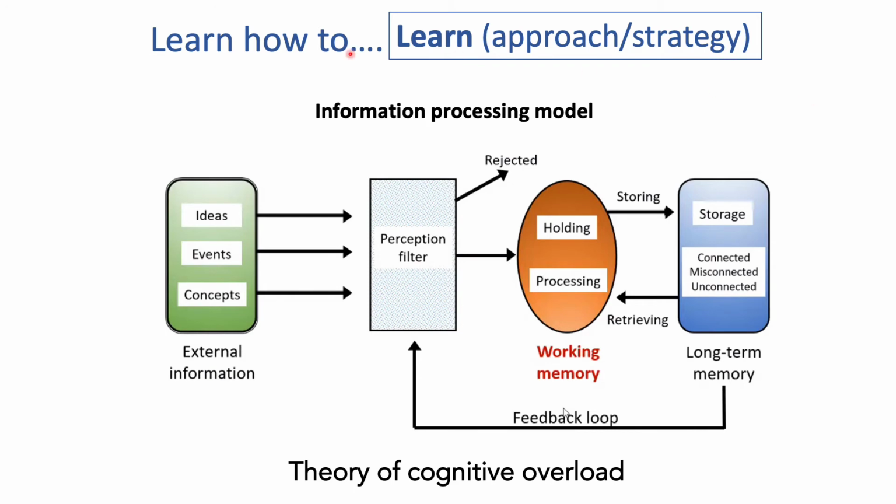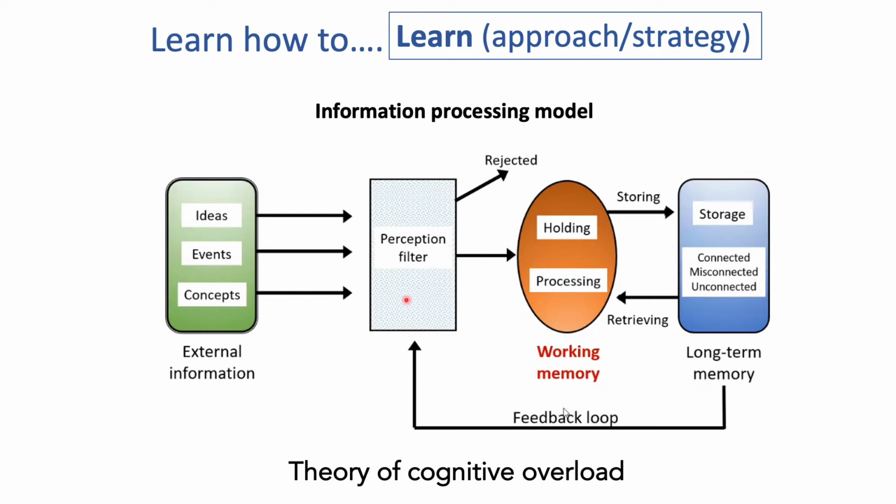So the first theory that I would like to share with you is the theory of cognitive overload, and it is based on this model of how our brains process information. So first of all, what happens inside or outside of the classroom is that you get ideas, events, and concepts that are being taught.